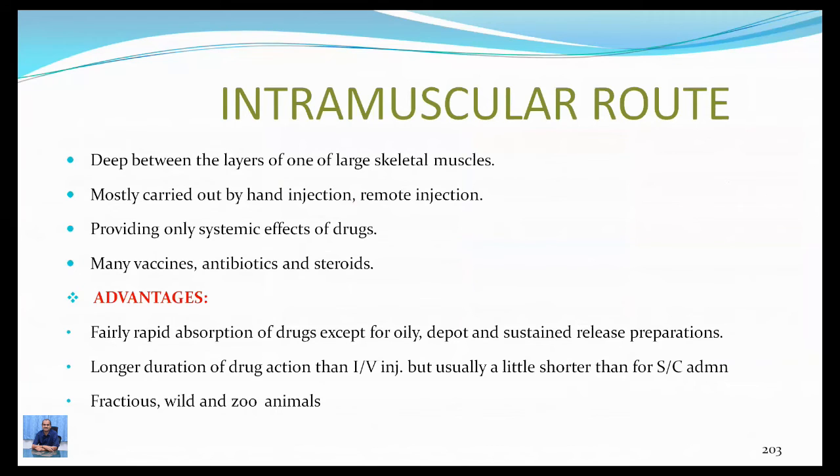And the next route is the intramuscular route, deep between the layers of the large skeletal muscles. This injection is mostly carried out by hand injection or remote injection, providing only systemic effects of the drug. Many vaccines, antibiotics, steroids, and of course tonics and many things are administered intramuscularly. The advantage of this route is fairly rapid absorption of the drug, except for oily or depot preparations. Depot means they are drug depots. They are very slowly absorbed into the circulation, and the drug is very slowly released.